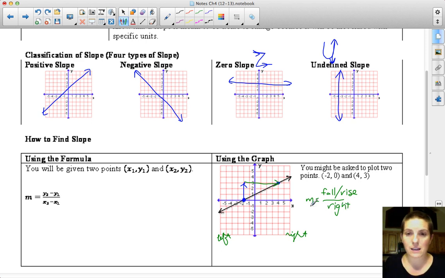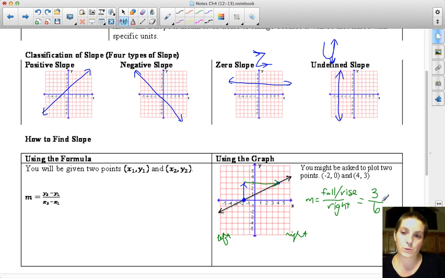When you count these, make sure that you're counting blocks and not lines, so that my rise is positive. When I rise, I have a positive number. My rise is 1, 2, 3 blocks. So I had a rise of 3, and I moved to the right 1, 2 blocks, 3, 4, 5, 6 blocks. I moved to the right 6 units or 6 blocks.